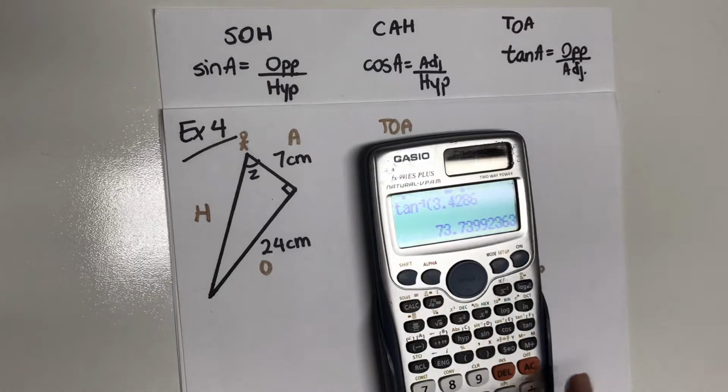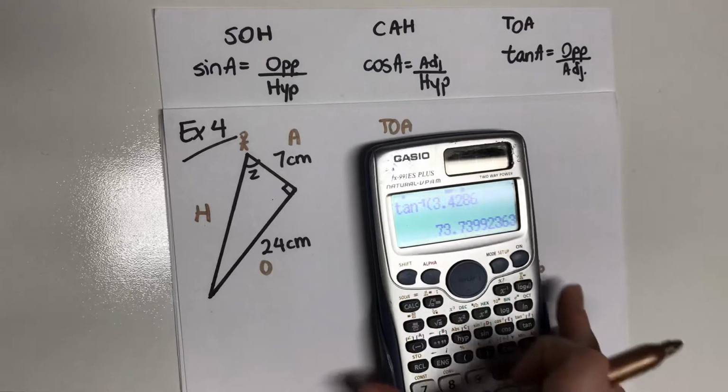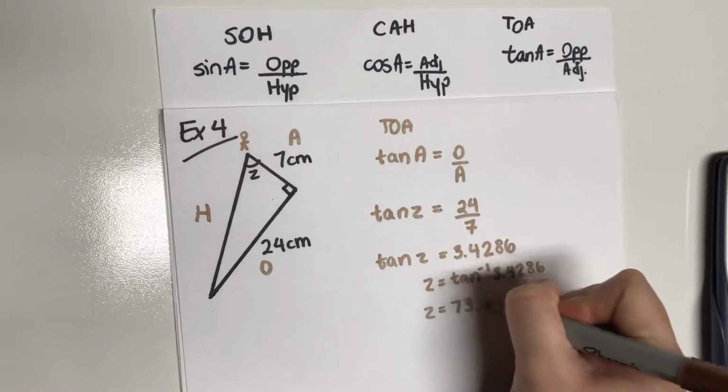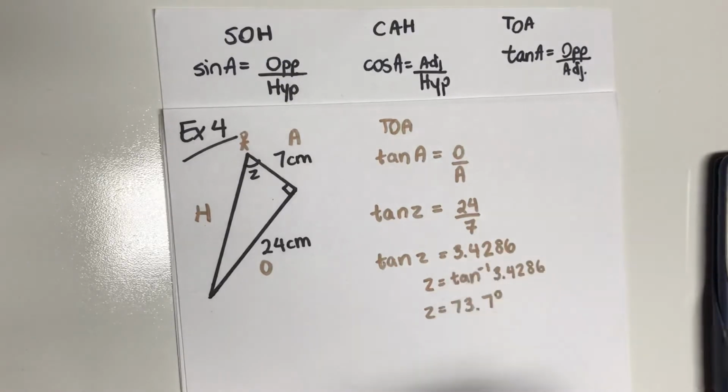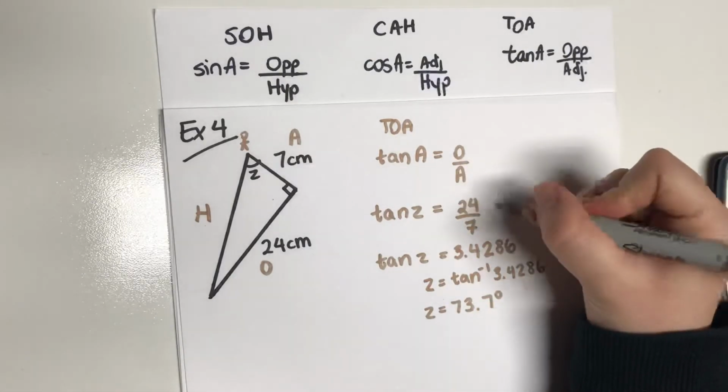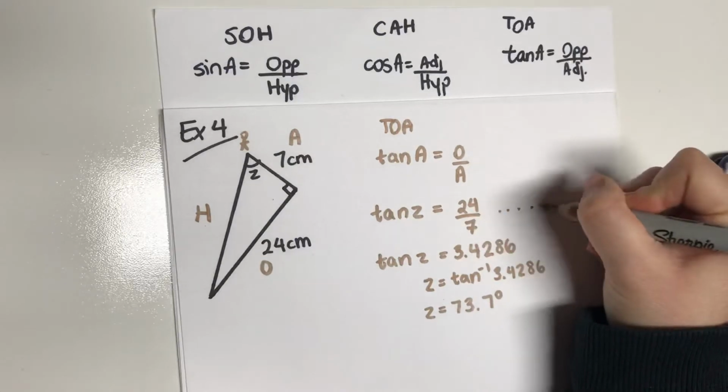For angles and for your final answer, I'm going to round to 1 decimal. So you don't need to round to 1 decimal until the very end. So 73.7 degrees. And that's it.